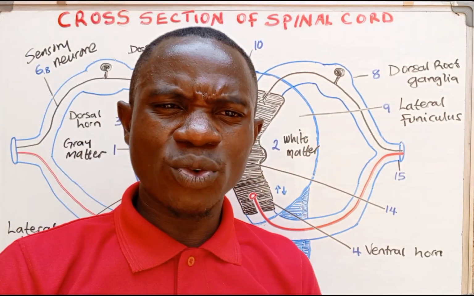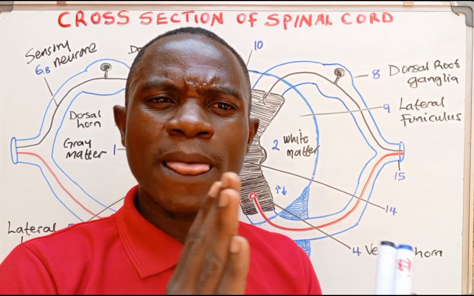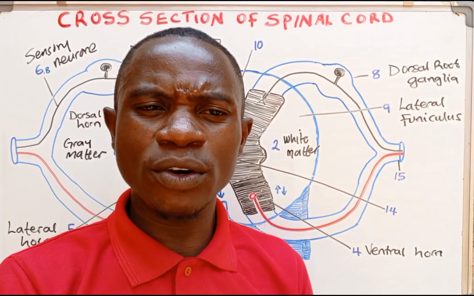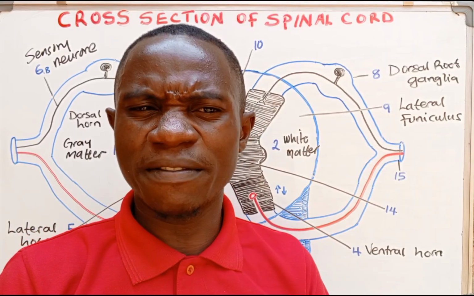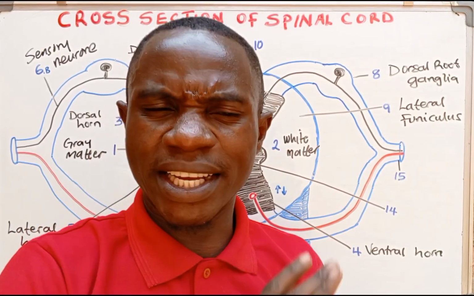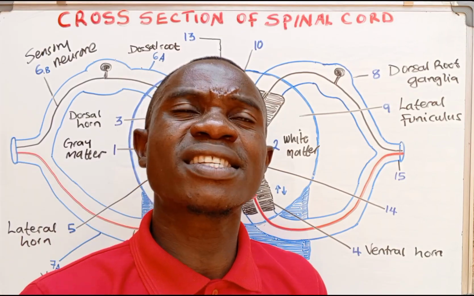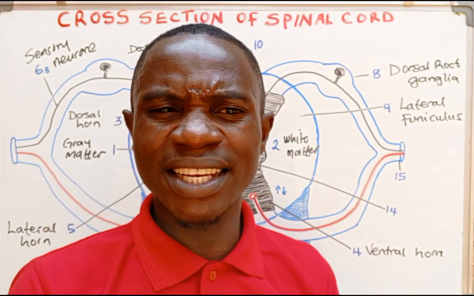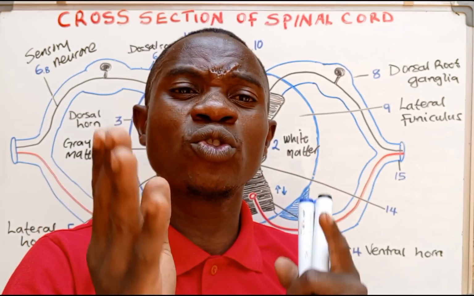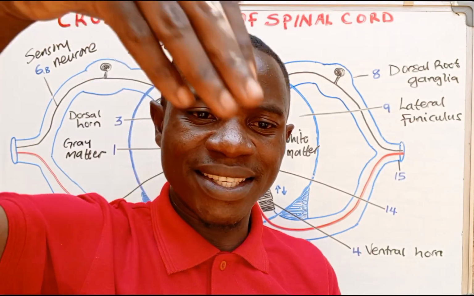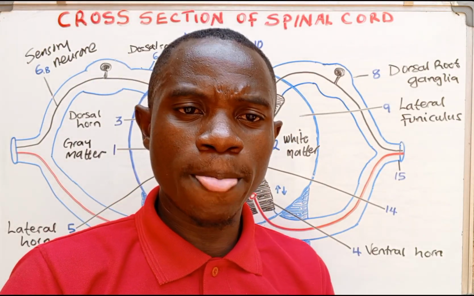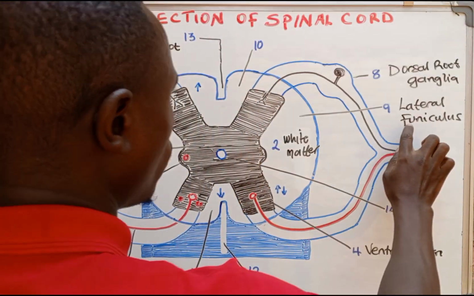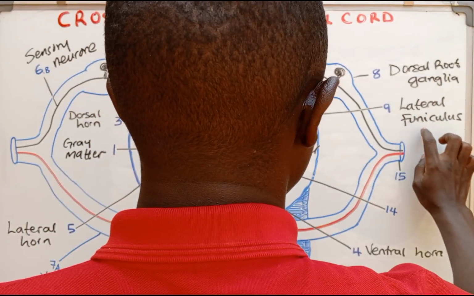What is a tract? A tract is a bundle of axon fibers in the central nervous system. We call it a tract, okay? We're going to have ascending tracts and also descending tracts. The ascending tracts are going to be more sensory, and the descending tracts are going to be more motor.